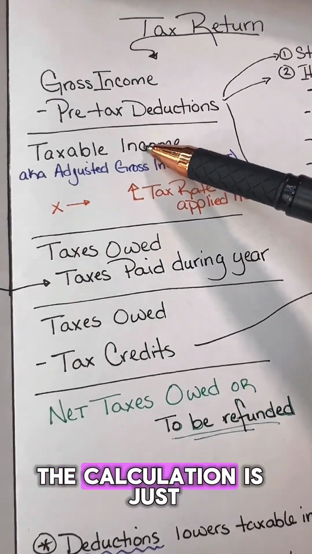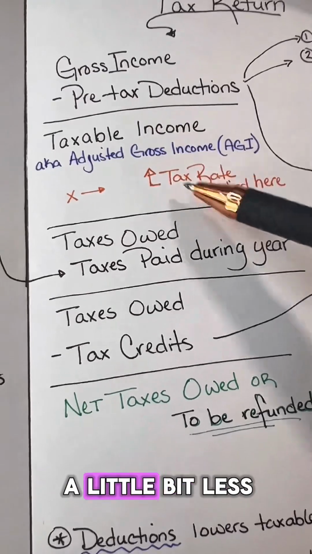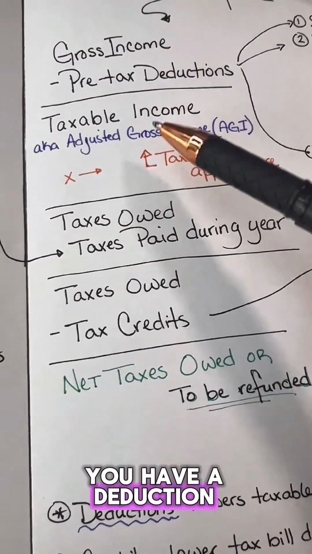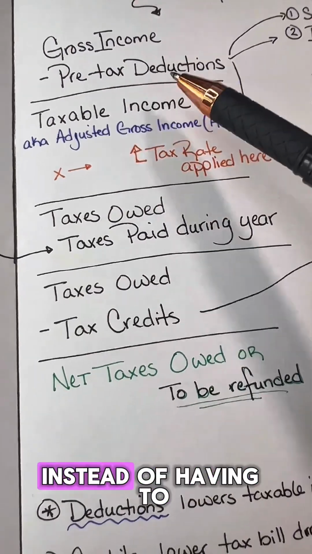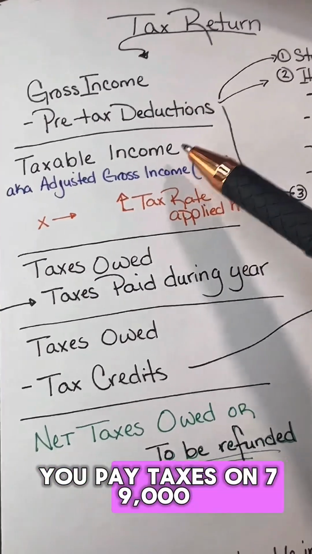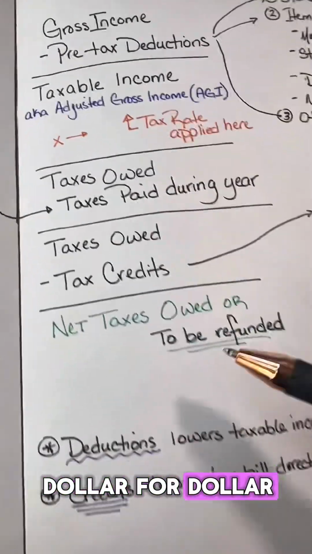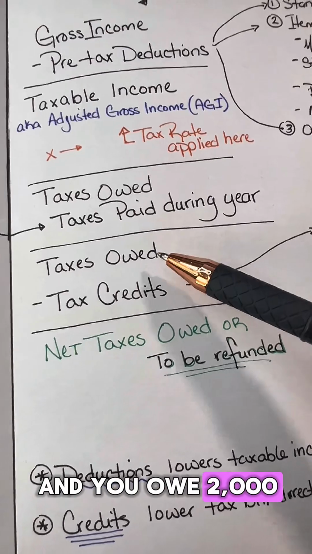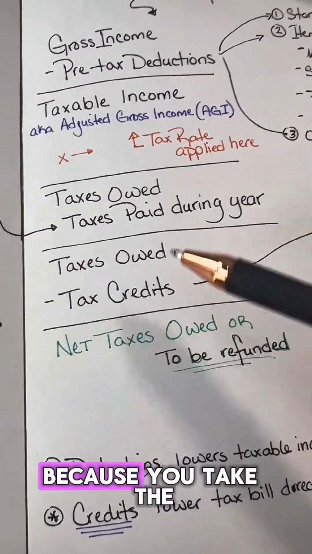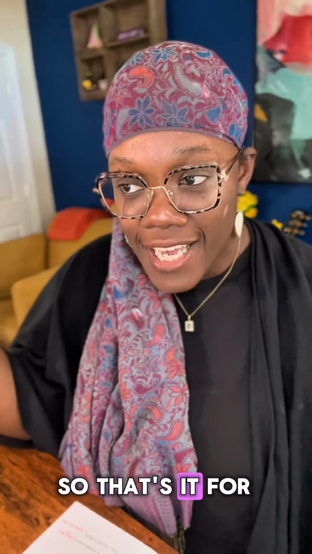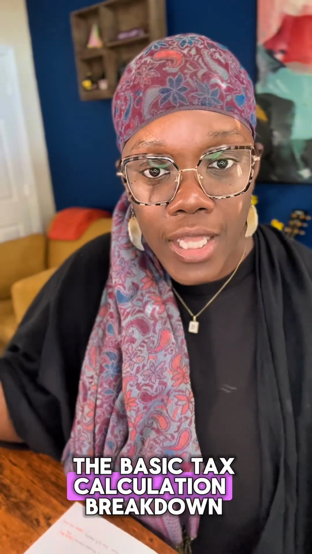So the calculation is just a little bit less of how much you have to pay, but it's not dollar for dollar. If you have a deduction of $1,000, instead of having to pay taxes on $80,000, you pay taxes on $79,000. So it's not dollar for dollar. Whereas down here, if you have a tax credit of $1,000 and you owe $2,000, then you now owe $1,000, because you take the $2,000 minus $1,000 to get to $1,000. So that's it for the basic tax calculation breakdown.